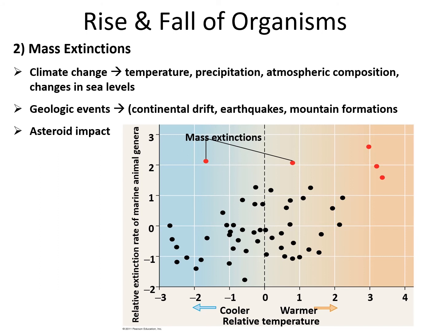So there are major geologic events, right? Continental drift, earthquakes, mountain formations that have a huge impact. And you have a ginormous asteroid that impacts and can kill off a whole bunch of things, where you have this big old cloud and the temperatures drop because of all the particles up in the air, covering the available sunlight that can hit the earth.